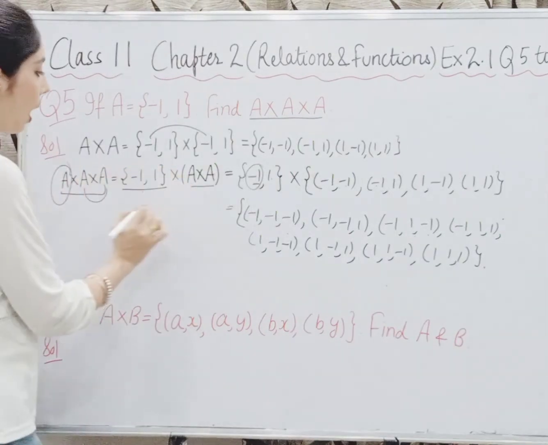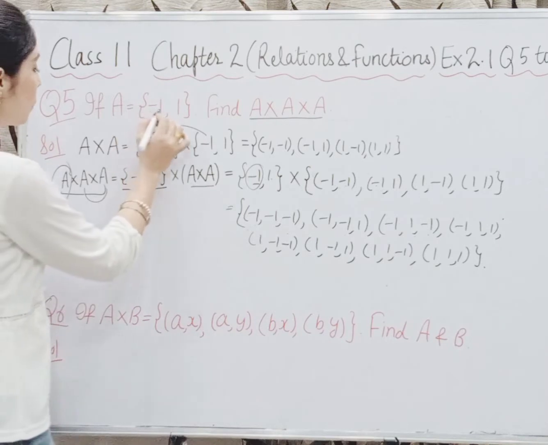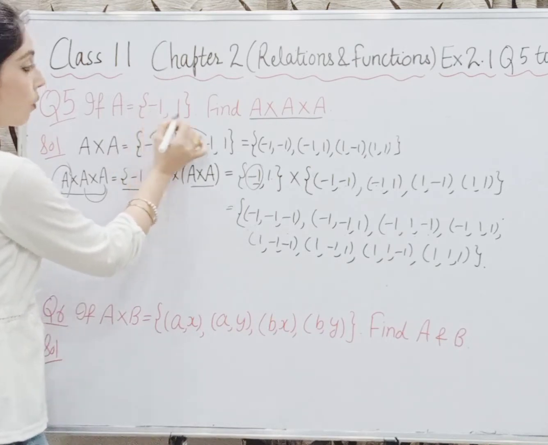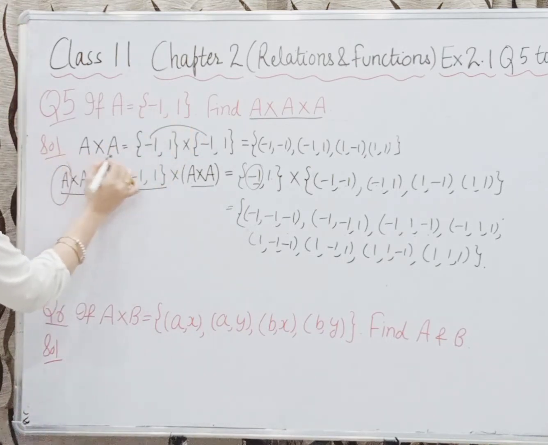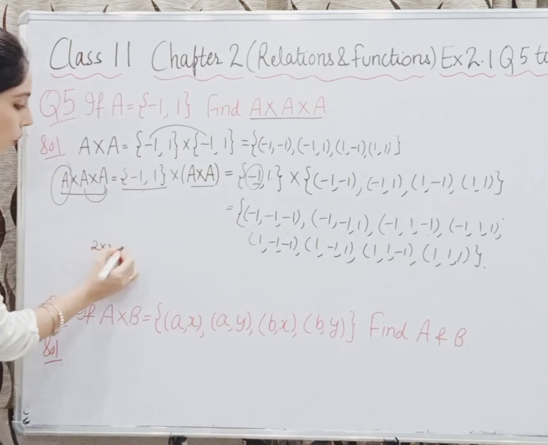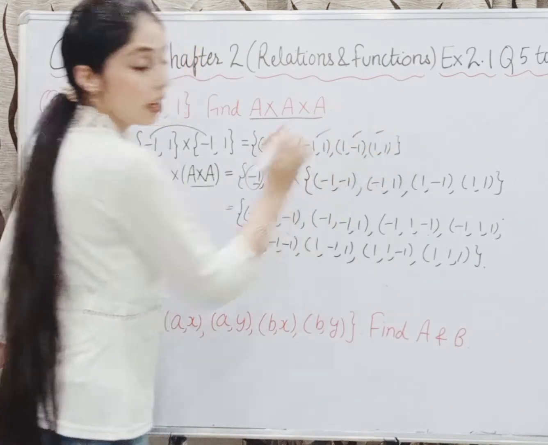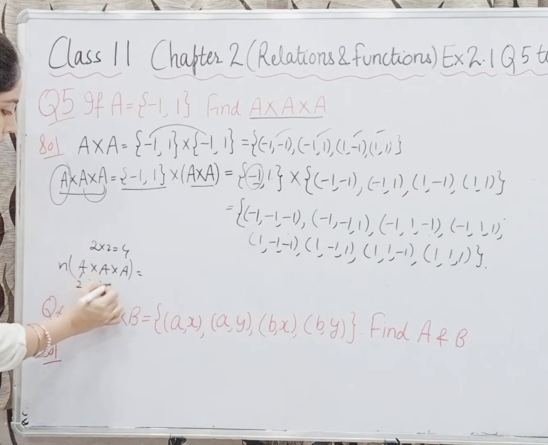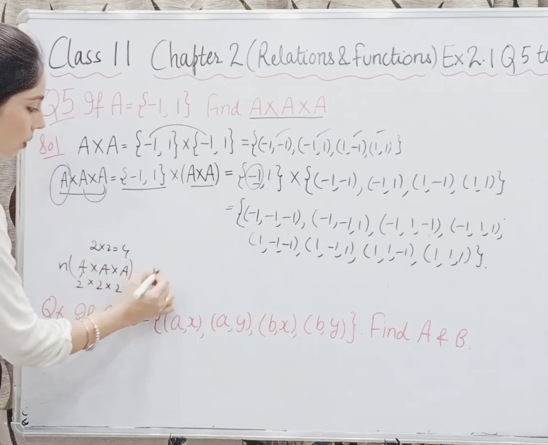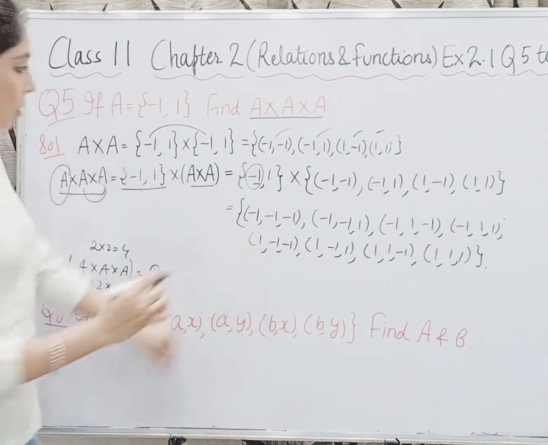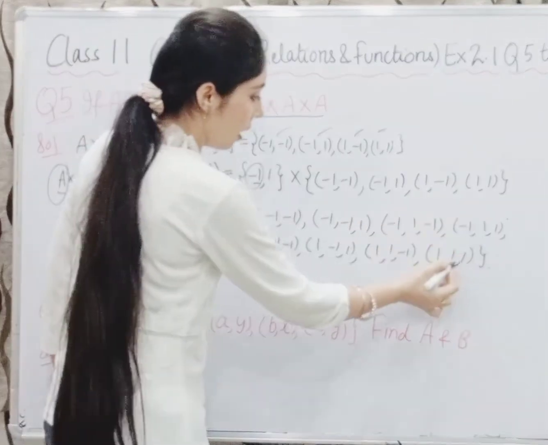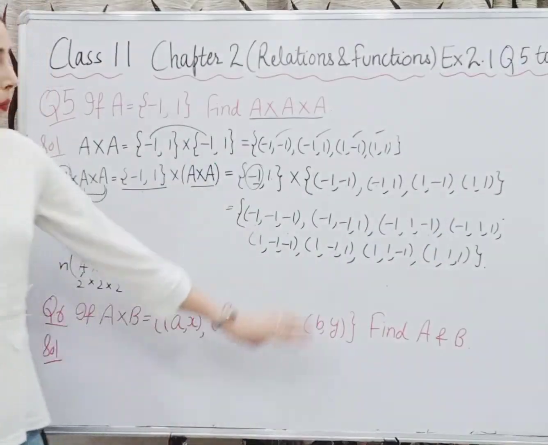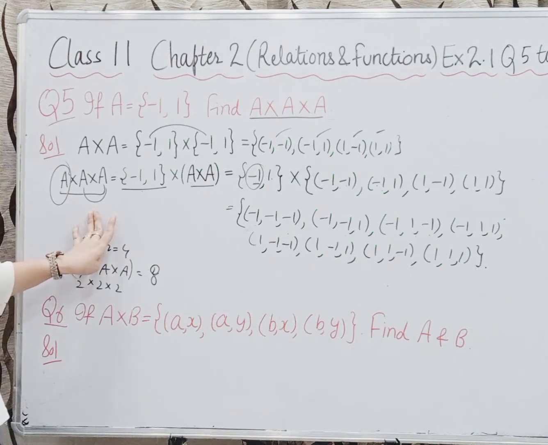Okay, so how many elements are there? You know that in A we have 2 elements. So in A cross A we have 2 into 2, 4 elements. These are 4 elements. So how many elements are in the Cartesian product of this? These have 2 elements, so 2 into 2 into 2. So there are 8 elements. Let's check: 1, 2, 3, 4, 5, 6, 7, 8. So this is the Cartesian product of this.